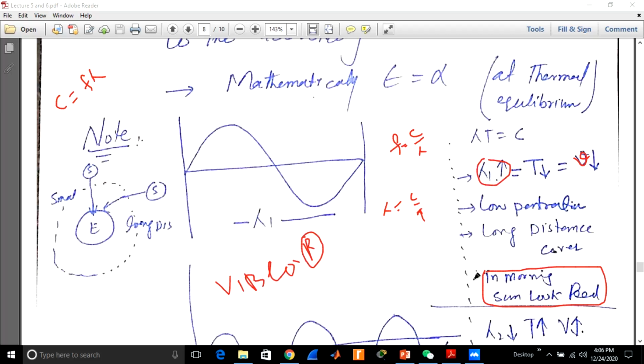In the morning, when we see the sun, consider this is the earth, and this is the space in which the sun is kept. So we consider that the sun will be moved in this direction.